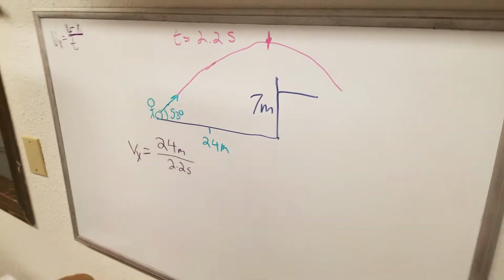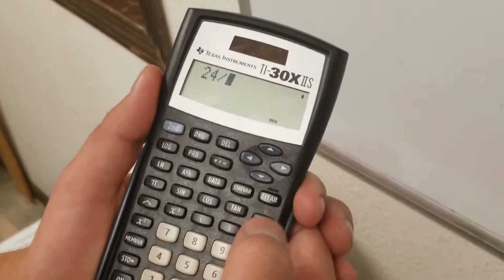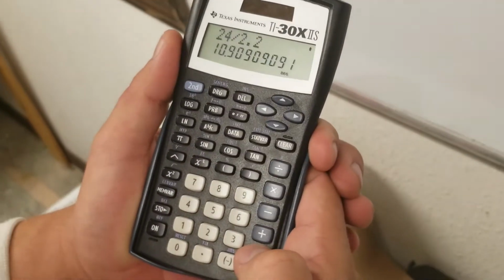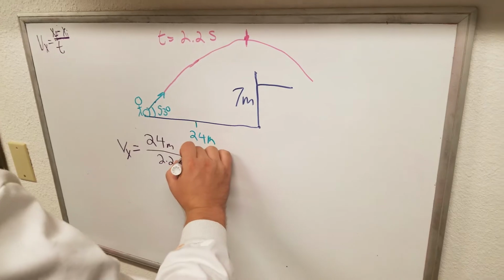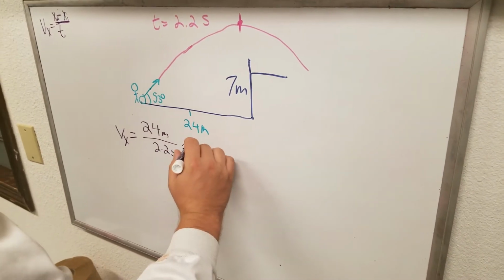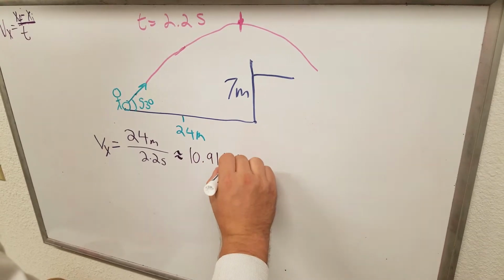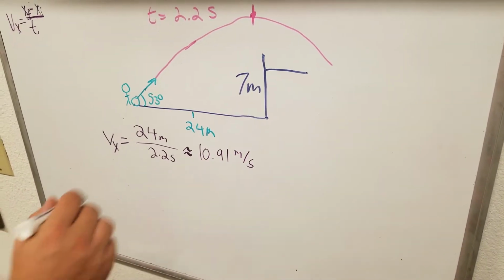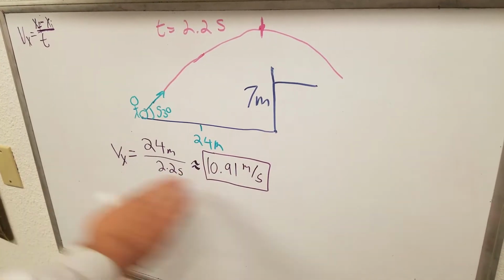What do we get? Let's zoom in on our calculator here. I'm going to get 24, just to make sure I don't make any mistakes. 24 divided by 2.2 equals, and we get 10.9. Let's say 10.91 about. So I'm going to say approximately, or this is the symbol for approximately, 10.91 meters per second. Now remember, it is absolutely important you remember that this is just our horizontal distance.